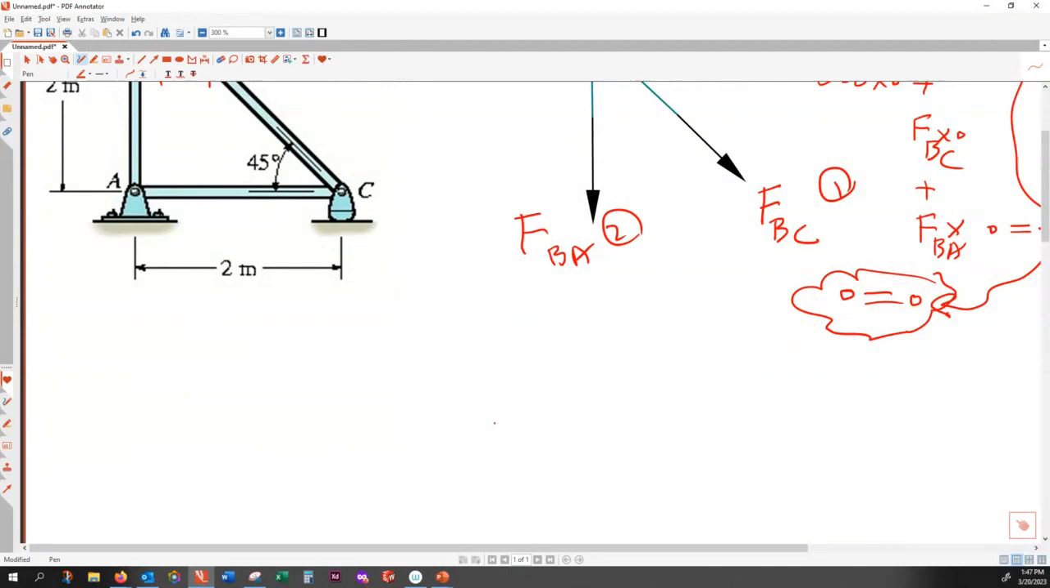At point C, I am cutting through BC, I'm cutting through AC. So that would make one force CB here, a force CA here, and also a reaction, I have a force CY. So that is point C.